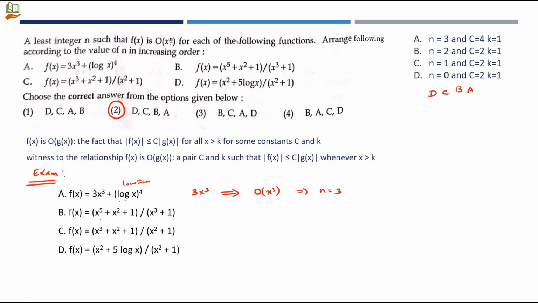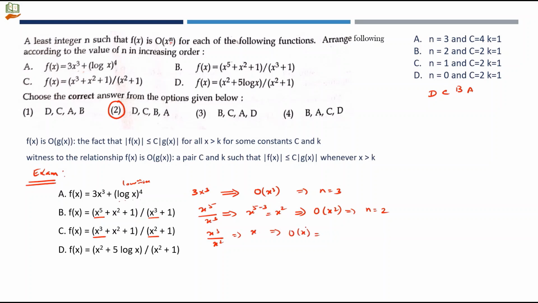Now for B, consider the first degree in the numerator and the denominator. It is x power 5 and this is x power 3. When you evaluate this, this will be x power 5 minus 3, which will give you x power 2. It is big O of x square, which says that n is equal to 2. Again consider the first degree here. X power 3 by x power 2 will give you x here. So this is big O of x.